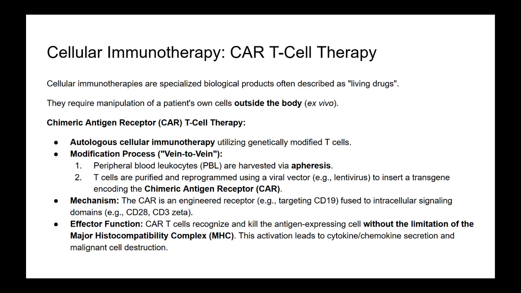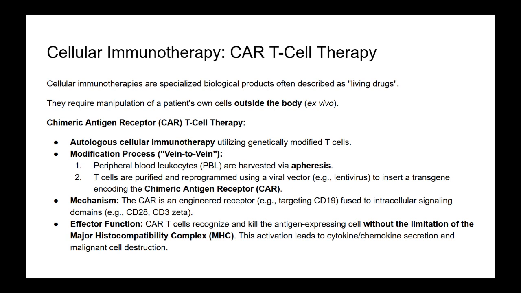The effector function of chimeric antigen receptor T cells involves their specific recognition and binding to target antigens, such as CD19 on B-cell malignancies. Once infused back into the patient, these modified T cells activate and kill cells that express the targeted antigen without relying on the traditional major histocompatibility complex. Instead of the typical T cell activation pathway, the binding of the receptor triggers downstream signaling, which leads to the secretion of cytokines and chemokines. This process ultimately results in the destruction of malignant B cells.